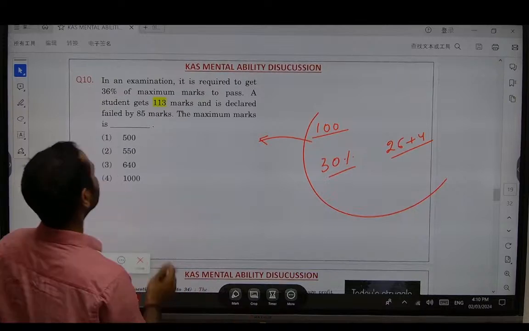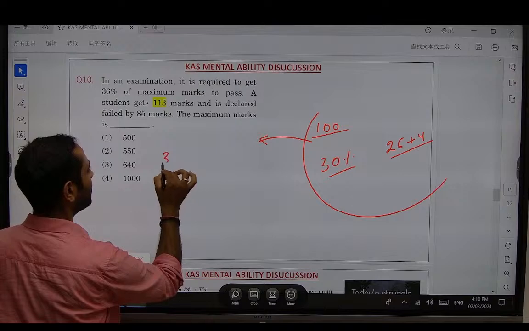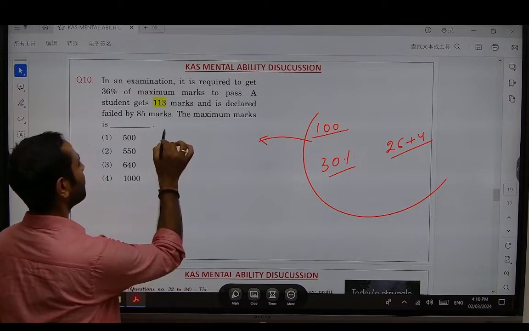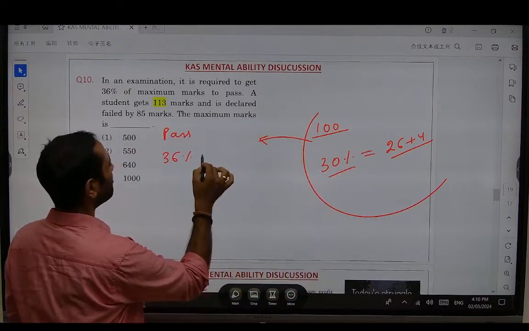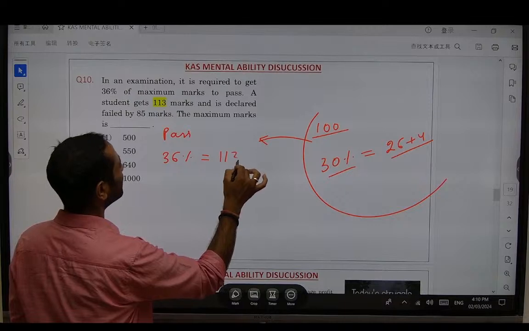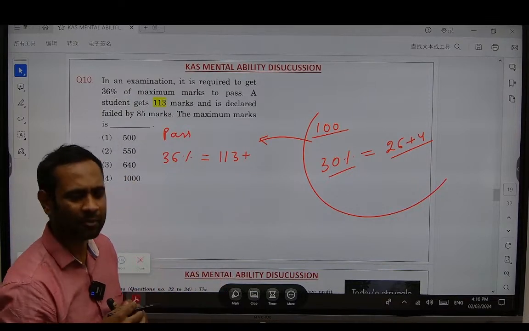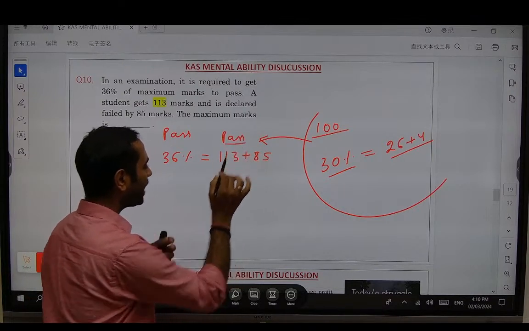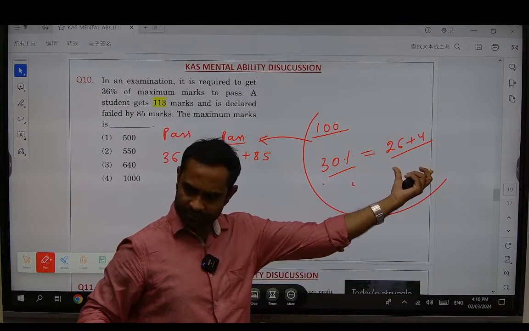Now, in an examination, it is required to get 36% of the maximum marks. That means he had to get 36% to pass the exam, right? Here it was 30%. But what happened? A student got 113 marks and failed by 85. Give him 85 marks. What will happen? He will pass, right? Okay. So in terms of percentage, it is 30. In terms of value, it is, right?